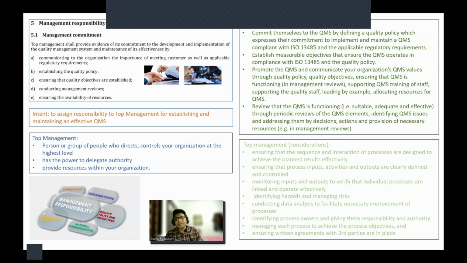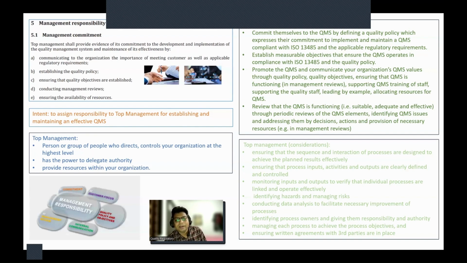We also discussed identifying hazards and managing risk, so the risk management part. What are the business risks? What are the process risks? Product risks? They have to identify those hazards and manage risk. It is not that management has to do all these activities itself, but management can provide adequate resources so that others can do the activities, and management can finally review them in the periodic reviews or management reviews.